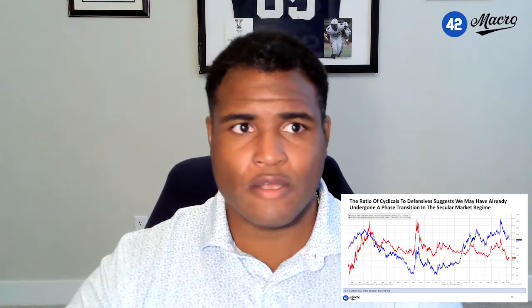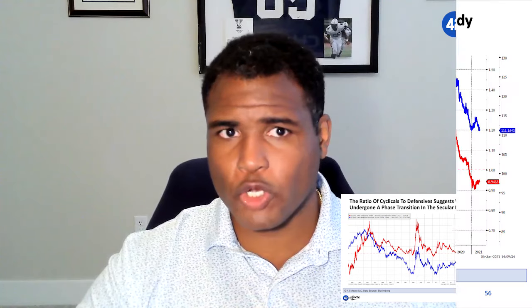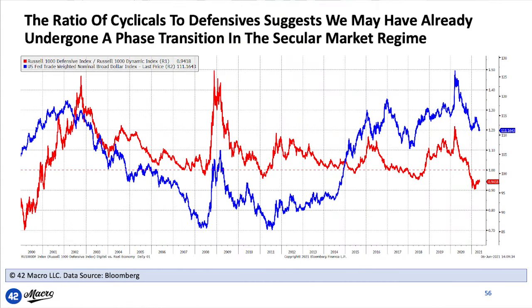So keep this chart in your head as well. On slide 56, maybe we're there. Maybe we're already kind of starting to get there, right? You look at the ratio of cyclicals to defensives, and it definitely is suggestive that we may have already undergone this phase transition from a secular market regime perspective. So the red line shows the Russell 1000 defensive index relative to the Russell 1000 dynamic index. And obviously it's below 1 now. We've broken the buck, I guess, so to speak, in that regard.